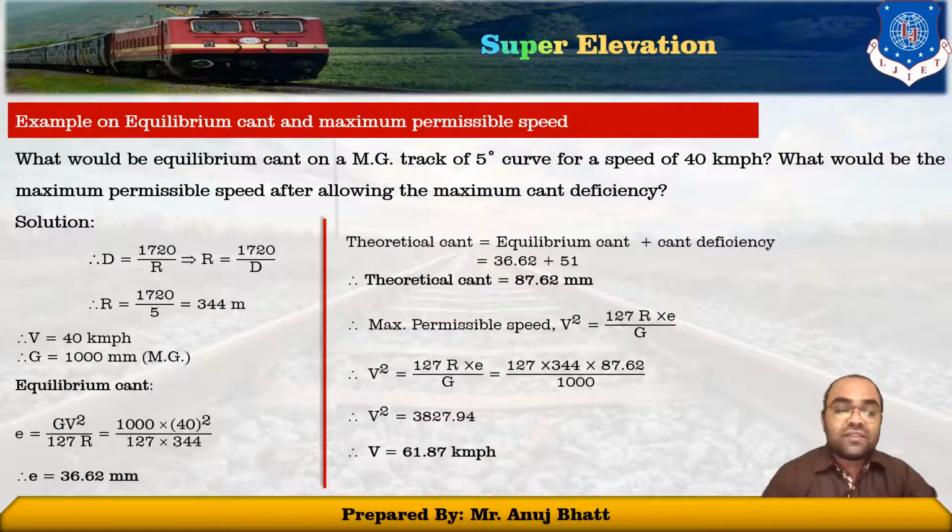Okay, so this is our answer. The first question was what would be the equilibrium cant. That answer is 36.62 millimeter. And the second question was what would be the maximum permissible speed with respect to the maximum cant deficiency, and that speed is 61.87 kilometer per hour. So this is how you can find out the maximum permissible speed.